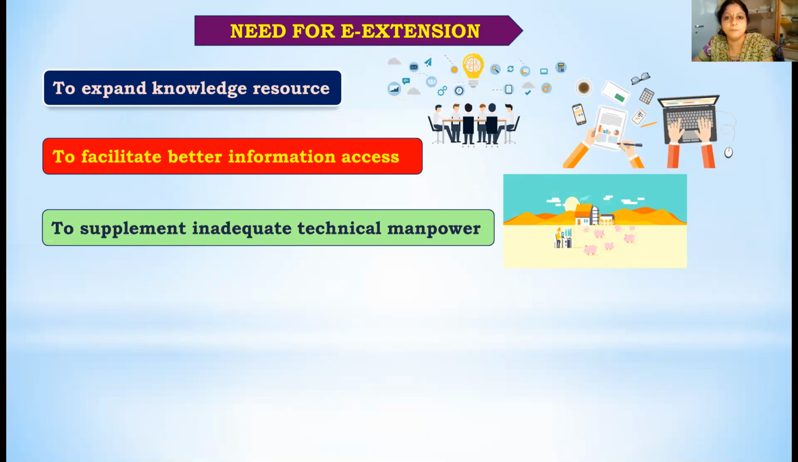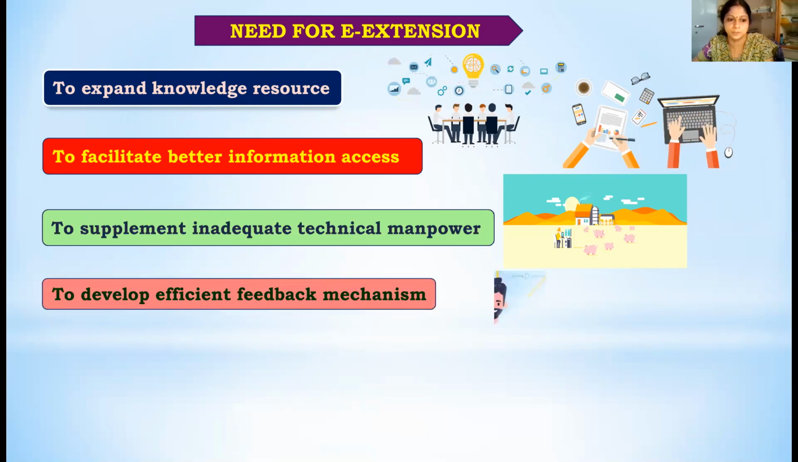That means it is very difficult for one extension worker to cater to the needs of such a huge farming community. In that case, e-extension helps us to fulfill the technical needs of farmers in a short period of time, and it helps in reducing human resources. It develops an efficient feedback mechanism.